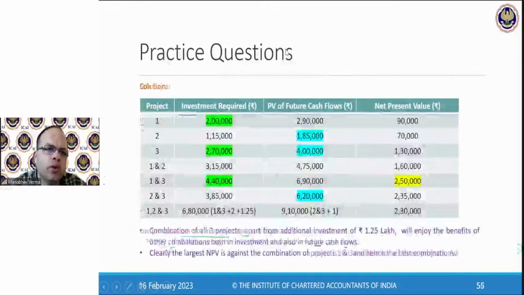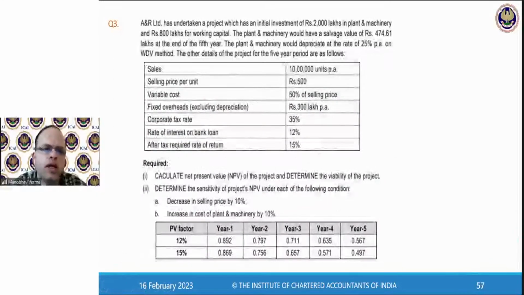So let us talk about a question which is on the screen right now, A&R Limited. In this question, we're looking at a company that has taken a project which has an initial investment of 2,000 lakhs in plant and machinery and 800 lakhs for working capital. The plant and machinery would have a salvage value of 474.61 lakhs at the end of the 5th year. So plant and machinery would depreciate 25% on a WDV. The other details are given as below.